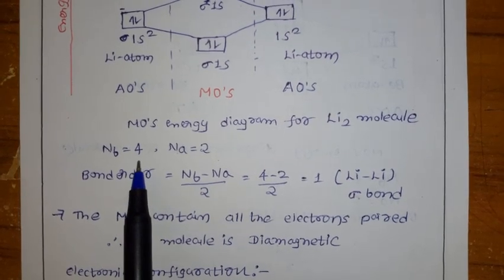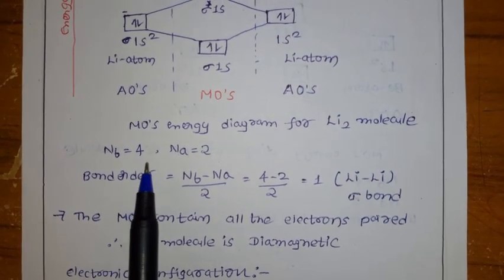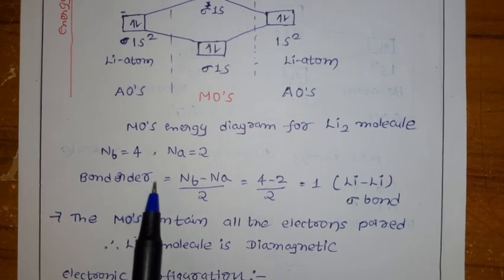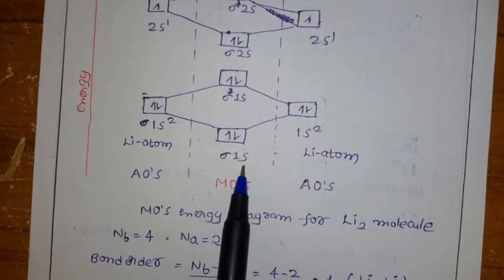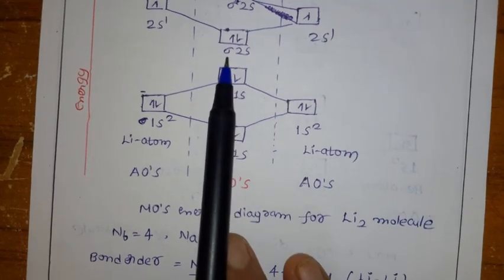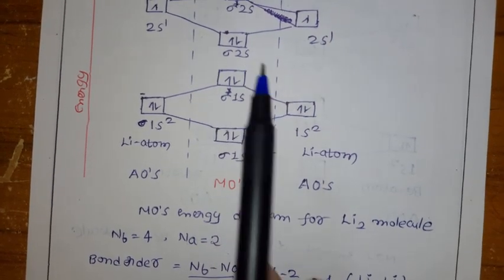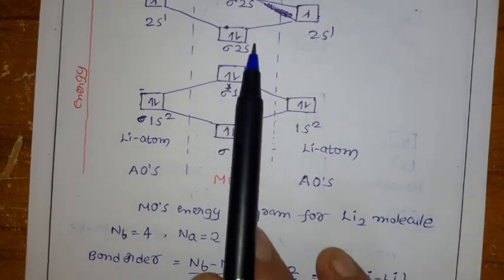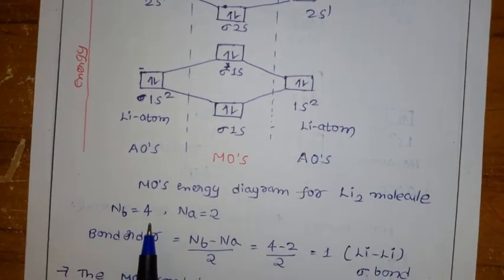Now, how many electrons are there in the bonding molecular orbitals? We have 4. How? This is the sigma 1s bonding molecular orbital. This is also the sigma 2s bonding molecular orbital. So here we have 2 plus 2 electrons. Total we have 4.